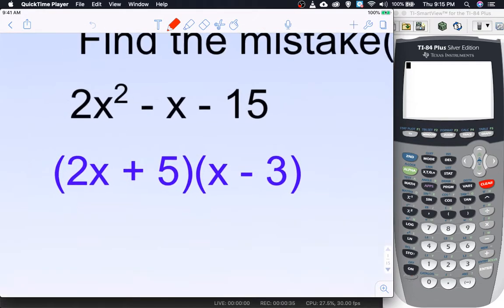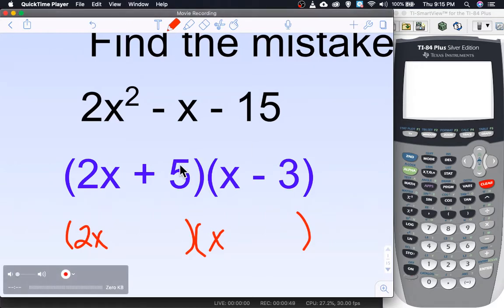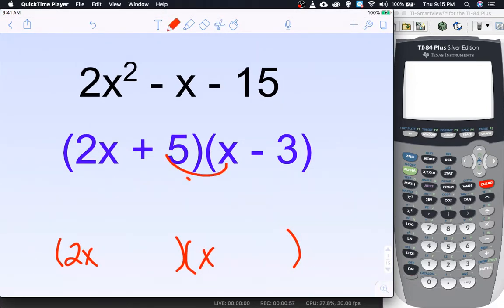All right, so this first problem here, I like the first terms. If I was factoring this myself, I would start with a 2x and an x just like they did. I like the last terms, the 5 and the -3 does equal -15. My concern is that the middle two terms don't work out. That is a 5x, that is a -6x, and you know what? That one looks good. I don't think there's a mistake there.